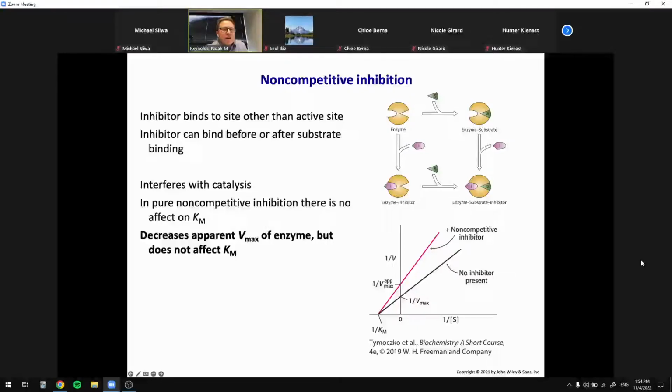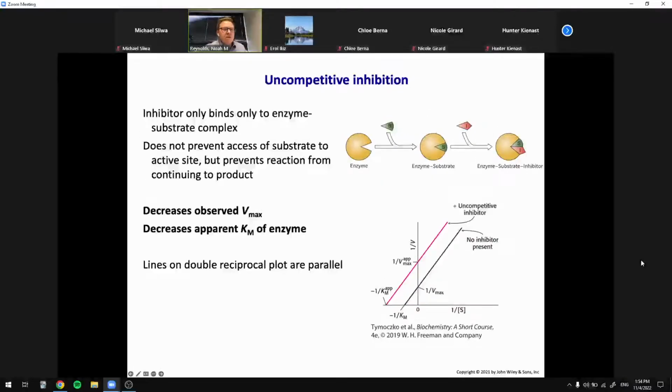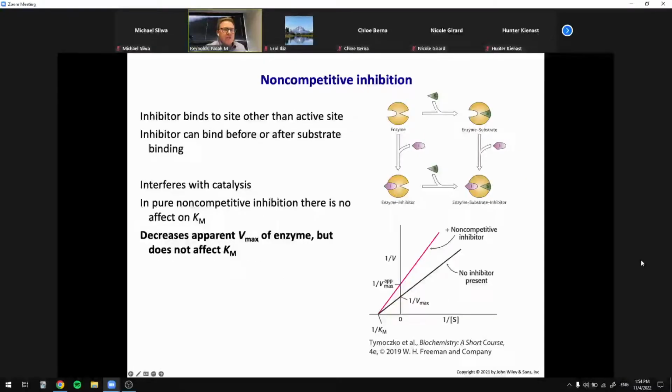Okay, so the only thing, just so you know, and I think I said this in class, this can be called mixed inhibition as well, but we're going to call it non-competitive inhibition.